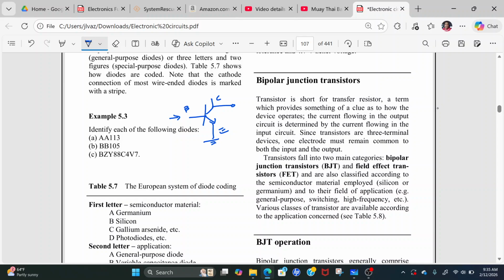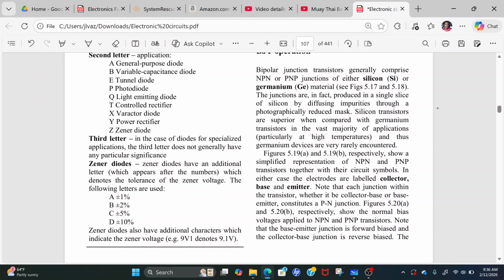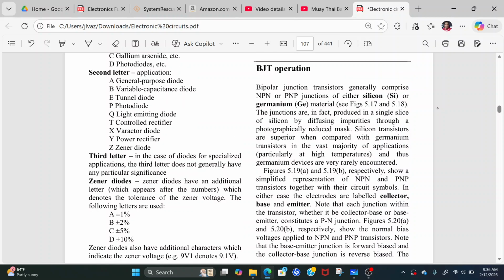Transistors fall into two main categories: bipolar junction transistor (BJT) and field effect transistor (FET), and are also classified according to the semiconductor material employed, silicon or germanium, and to their field of operation, e.g. general purpose, switching and high frequency, etc. Various classes of transistors are available according to their applications. Scroll down. BJT operation.